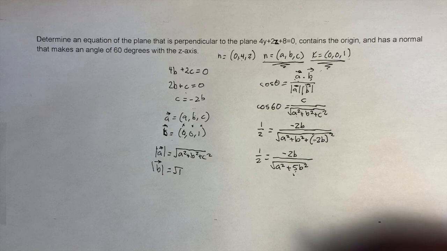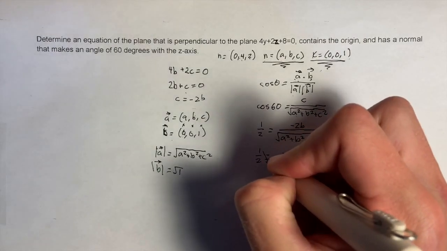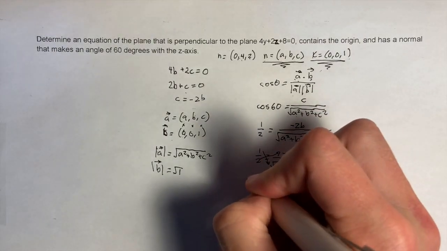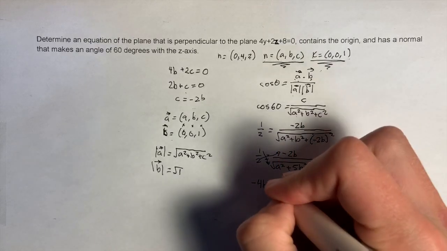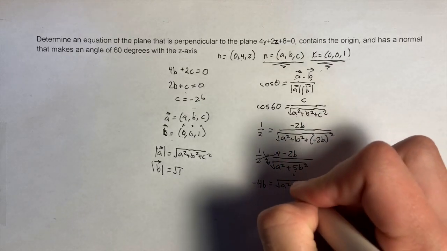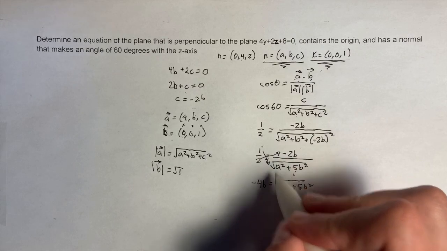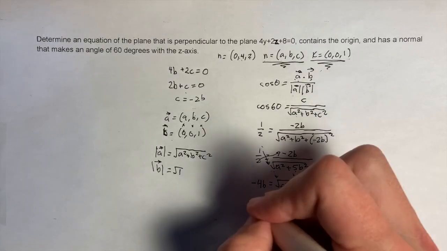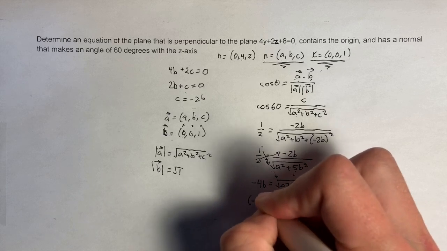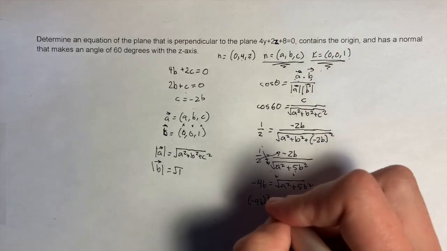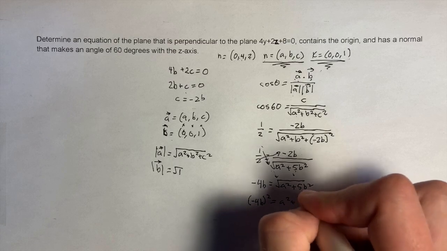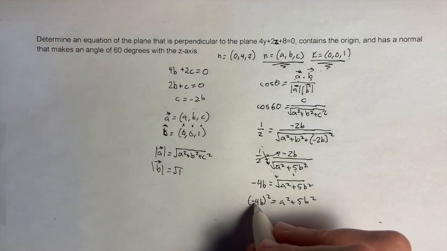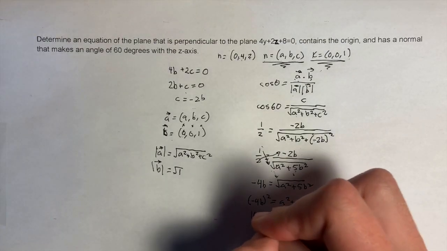And from here, you want to cross multiply, so 1 times that and 2 times that. So we get negative 4b is equal to the square root of a squared plus 5b squared, because 1 times that is this, and 2 times that is negative 4b. And from here we can square both sides, so we get negative 4b squared is equal to a squared plus 5b squared. And negative 4b squared would simply be 16b squared.